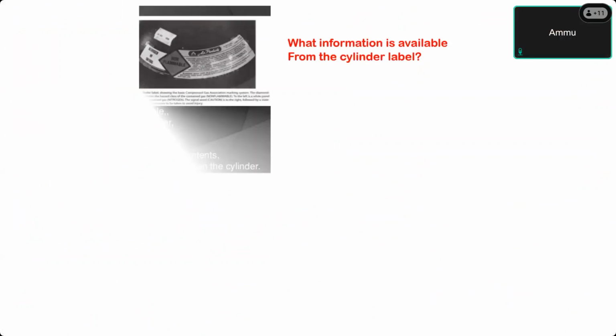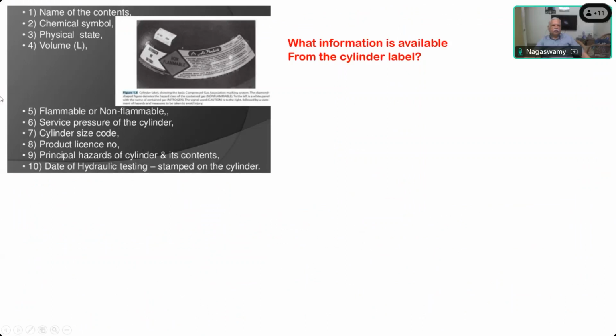What information is available from the cylinder label? All the cylinders usually come with a label. So what is all the information given in the label? Name of the contents, chemical symbol, physical state, volume, whether it is flammable or non-flammable, service pressure of the cylinder, cylinder size and code, product license number, principal hazards of the cylinder and its contents, and date of hydraulic testing are all stamped on the cylinder side. In the shoulder portion it will be stamped.